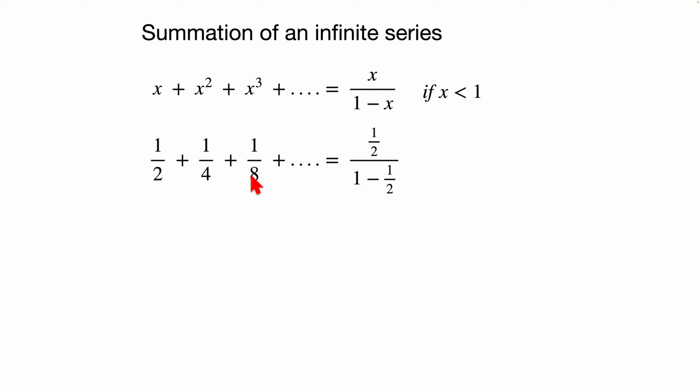For example, if we're looking at x equals a half, half squared is a quarter, half cubed is an eighth, on and on and on, is equal to a half over 1 minus a half. Well, 1 minus a half is a half, so half over half is 1. So half plus a quarter plus an eighth, on and on, is equal to 1.